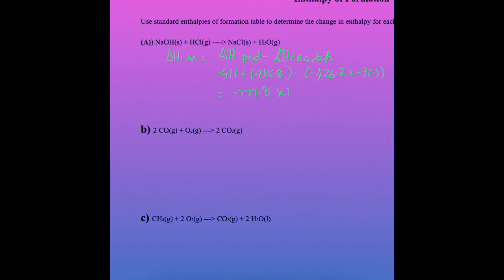I actually do these one step at a time. I would work out the sum of the enthalpy of the products and write that down, then do the sum of the enthalpy of the reactants and write that down. Why? Because you're going to get marks for that in your exam.